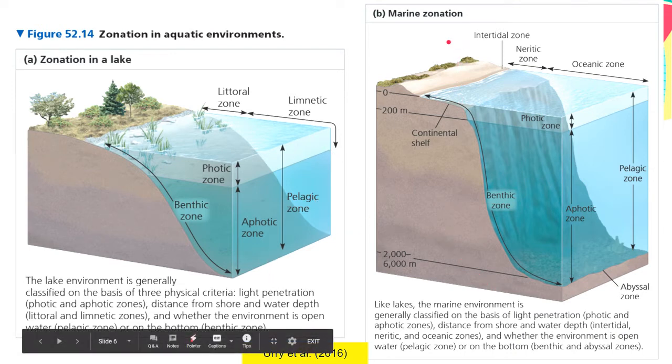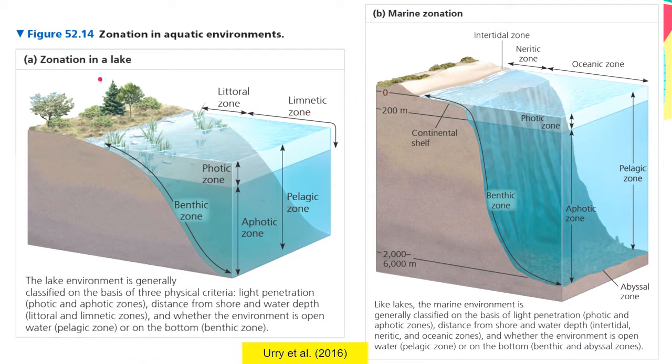So let's look at marine zonation. As you can see, similar to lakes, the marine environment is classified based on the light penetration, distance from the shore and water depth, and whether the environment is open water or at the bottom. So it is similar to the zonation in a lake.